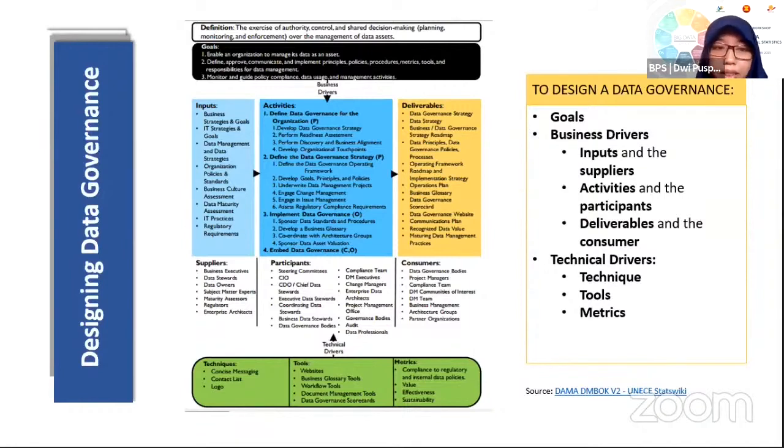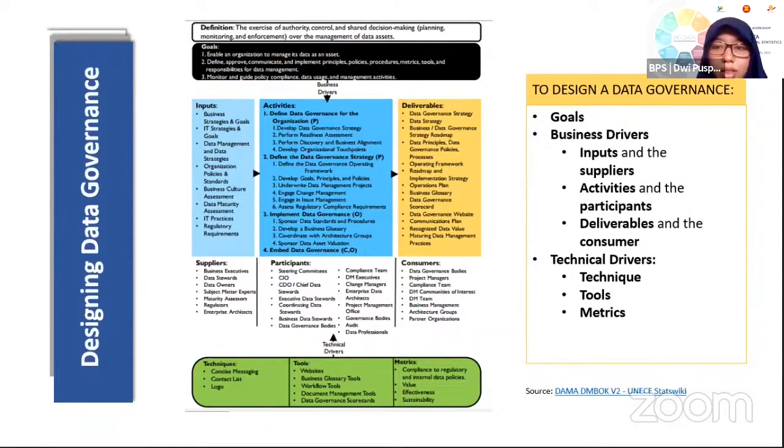I'm sorry, I need to revise myself. Supplier, participants, and consumer is still part of business drivers. And then the technical drivers, like the technical parts, this one is the technical part that we need to support those. For the example, is like for tools to implement the activities, we can use like workflow tools or document management tools. And then we can also use like a website or something in order to help us to find the necessary information or to put the necessary deliverable for it to be accessible.